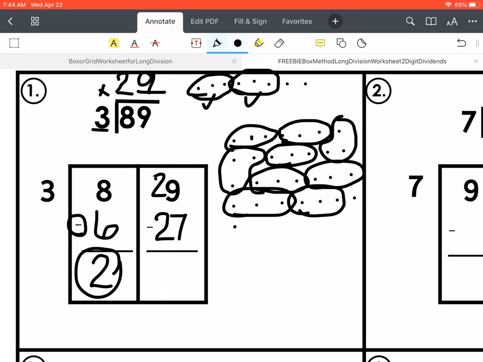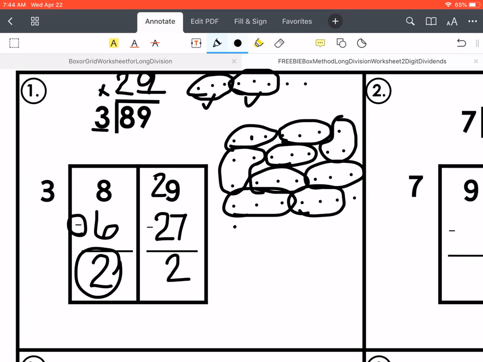So if I have 29, let's start at 27 and count up to 29. 27, 28, 29. How many fingers am I holding up? 2. So 29 minus 27 is 2.